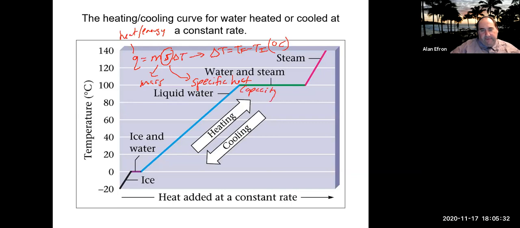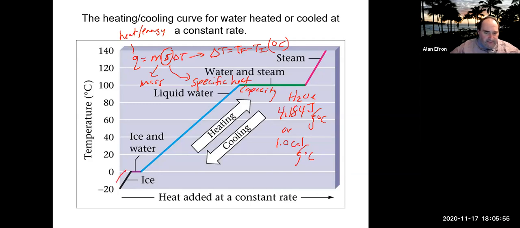And for example, something like liquid water, it is a number maybe you've seen before, 4.184 joules per gram per degree Celsius, or 1 calorie per gram per degree Celsius. So we typically use the specific heat equation if we look at, say, a heating and cooling curve, anywhere where we change the temperature, but the phase stays the same.